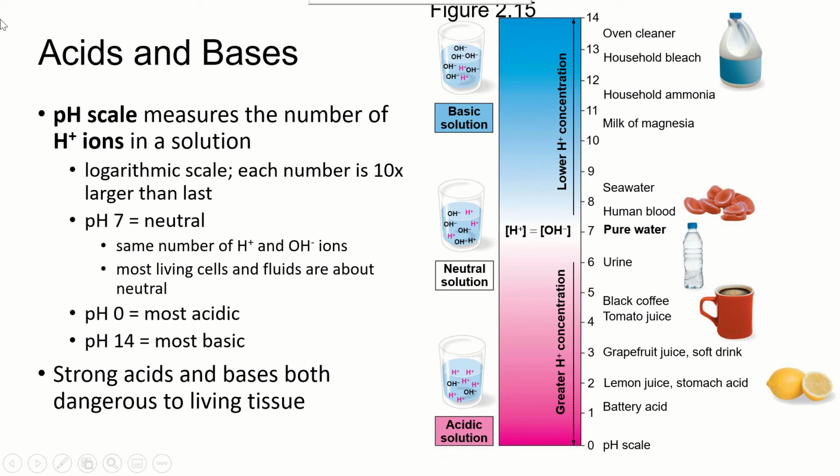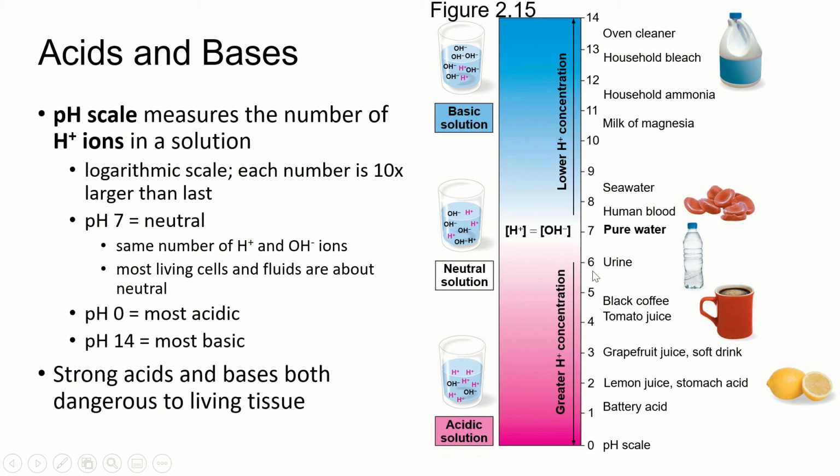It's really annoying. Anyway, this is measured on a logarithmic scale. So on a logarithmic scale, the difference between 6 and 7 is 10 times. The difference between 7 and 8 is 10 times, okay? 7 is neutral, and then we go up and down from there. It's also a negative logarithmic scale, so more acidic has a lower number.